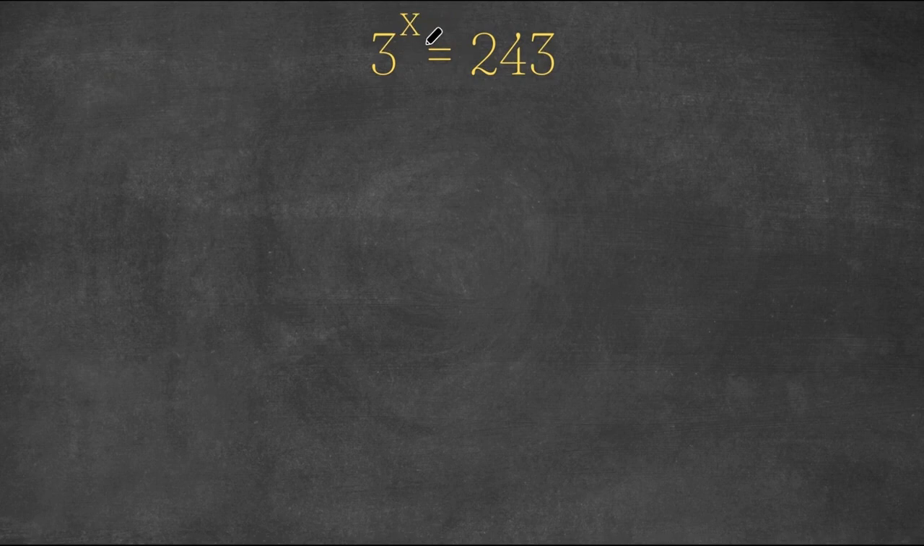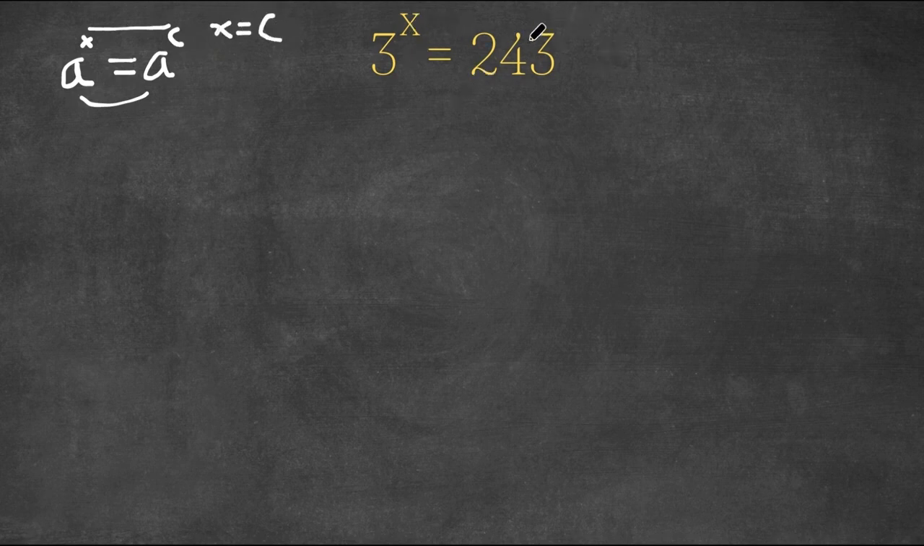Whenever we're solving exponential equations like this, we always want to make our bases, which in this case are 3 and 243, the same. Because let's say we have a to the power of x equals a to the power of c. Because our bases are the same, we know that our exponents are the same as well, so we could just set them equal to each other. We know that x is equal to c.